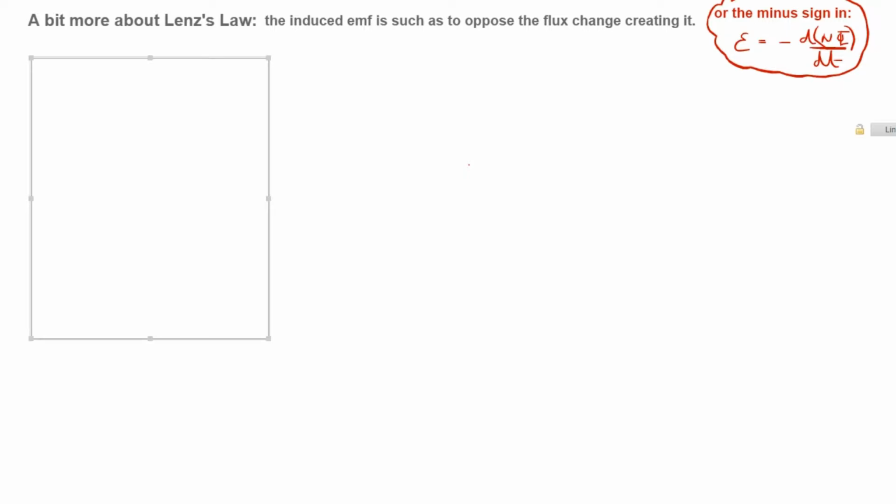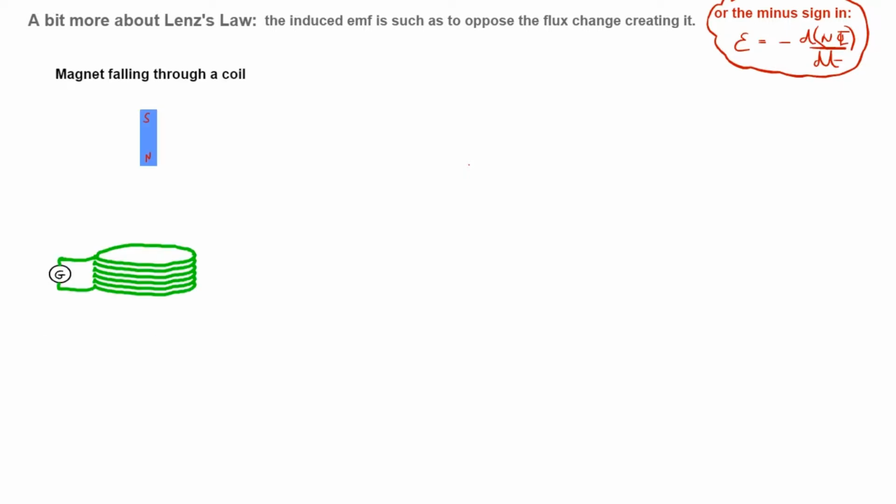Well, a classic example for looking at this is the example of a magnet. You release a bar magnet and let it fall through a coil. Like before, we've just got a coil with an ammeter, a galvanometer. So if an EMF is induced, then the galvanometer will register. And of course, Faraday's law tells us that an EMF will be induced in the coil.